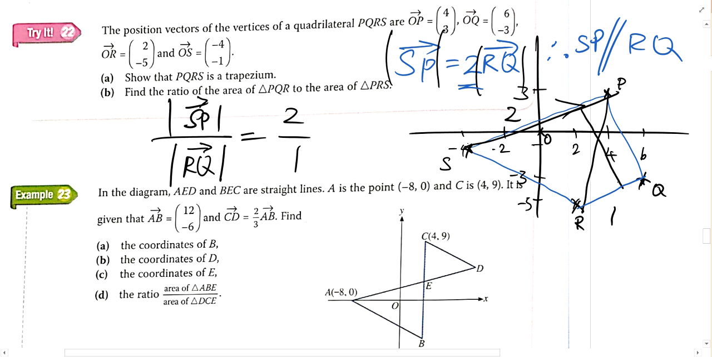if I draw a vertical line over here, it will be the same vertical height because SP is parallel to RQ. Therefore, they must have the same perpendicular distance between them. That is our perpendicular height. And that is why, for part B, the answer is 1 over 2. No working required, it is simply 1 over 2. Okay?